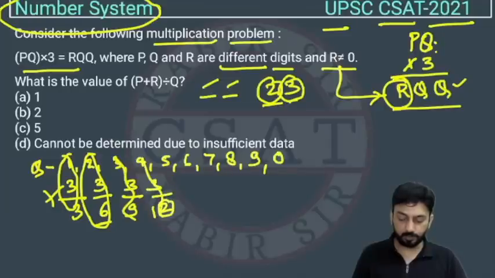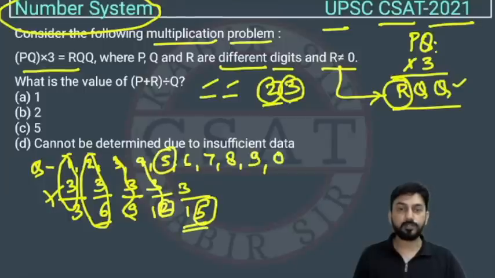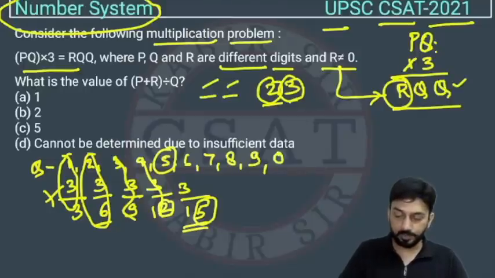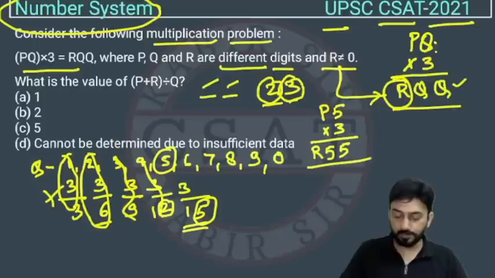Now 5 into 3 we are getting 15, so this is Q and the unit digit we are getting is also Q, right. So Q will be 5, right. So the problem will become now P5 multiplied with 3 and we are getting R, and this Q is 5 and this Q is also 5, right. So we got the value of Q. आप और भी वैल्यू ट्राई कर सकते हैं, सिर्फ यही 5 वाली ही वैल्यू इसमें जाएगी, राइट. Now 3 into 5 is 15, right. So 1 we will get here, right.